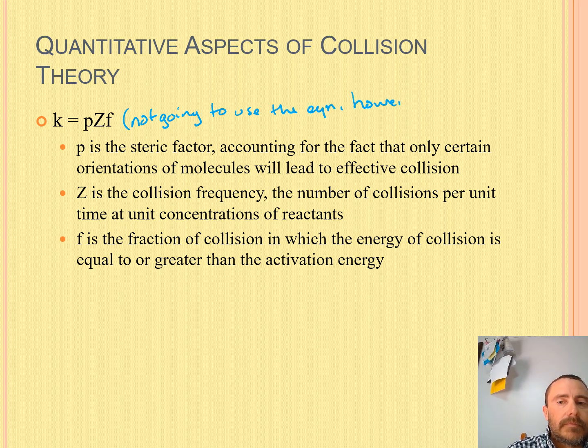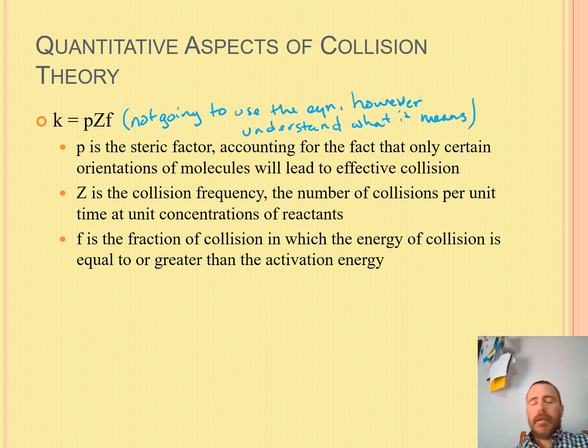However, we want to understand what it means. Meaning, the more likely we are to have the right sterics, the higher our rate constant is going to be. The more frequent we have collisions, the higher our rate constant is going to be. The more collisions that have enough energy, the higher our rate constant is going to be. All of those are going to affect our overall rate of reaction.